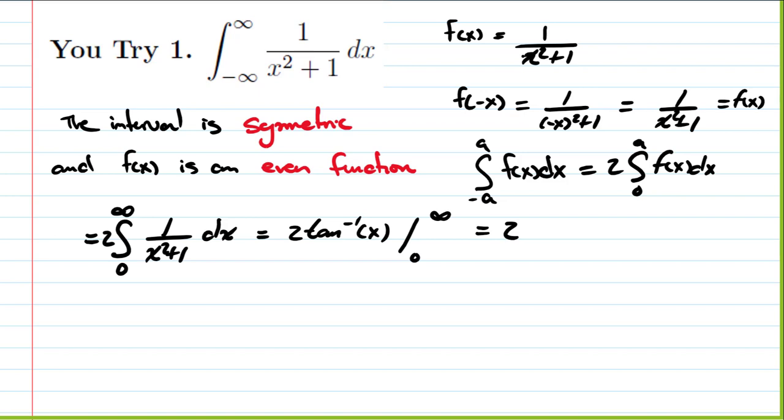So let's see. Tangent by definition is sine divided by cosine. So it's going to have a vertical asymptote whenever cosine is equal to 0. When does cosine equal 0? Well, cosine is x on our unit circle. So when you're on the y-axis, it's going to be pi over 2. So the inverse tangent of infinity is pi over 2, minus the inverse tangent of 0, which is 0. So we get pi.